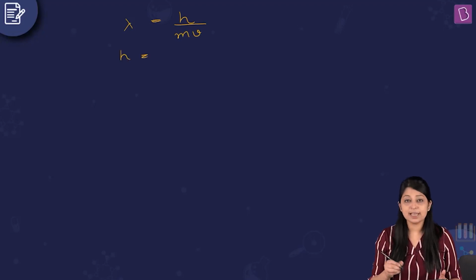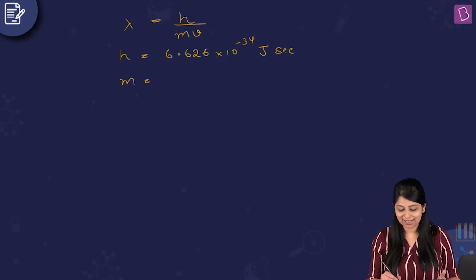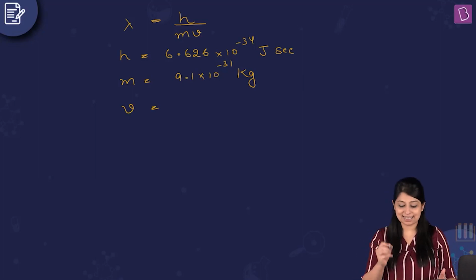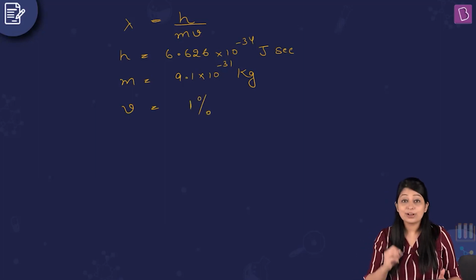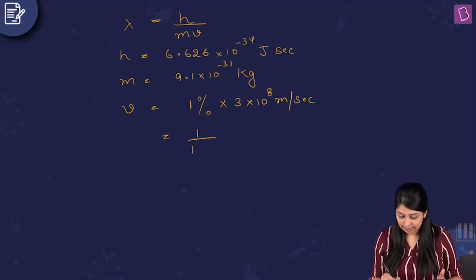So h is the Planck's constant, which is equal to 6.626 into 10 to the power minus 34 joule second. And what is m? m is the mass of electron, 9.1 into 10 to the power minus 31 kg. And what is v? Velocity of the electron, and it is given as 1% of speed of light. Speed of light is 3 into 10 to the power 8 meter per second. So let's calculate the velocity. That would be 1 upon 100 into 3 into 10 to the power 8. So it comes out to be 3 into 10 to the power 6 meter per second.